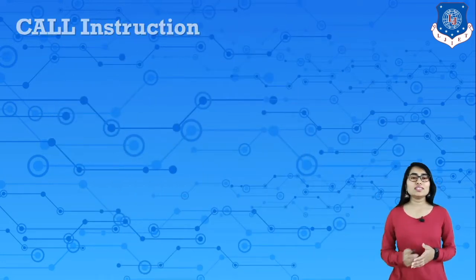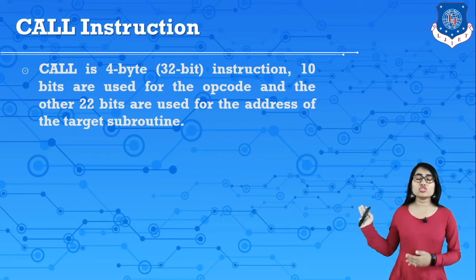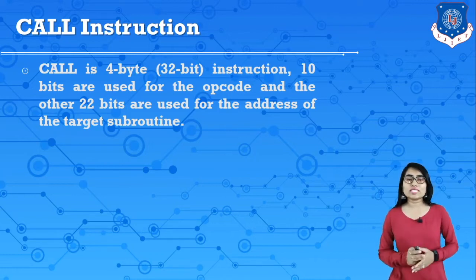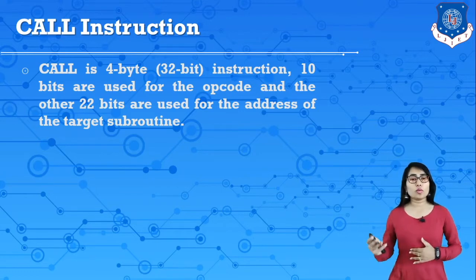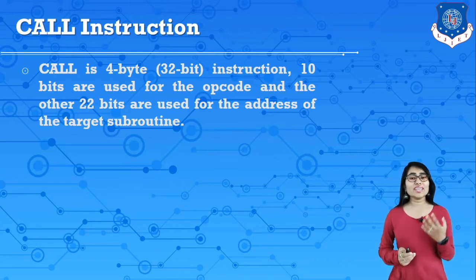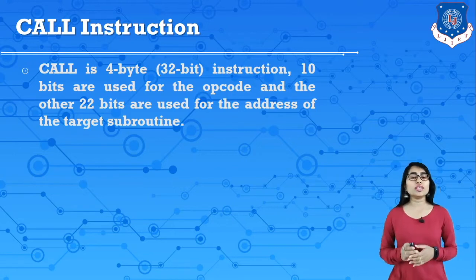First there is the CALL instruction. This CALL is a 4-byte, that means 32-bit, instruction. Out of these 32 bits, 10 bits are used for the opcode, that is for CALL, and the remaining 22 bits are used for storing the address of the targeted subroutine.